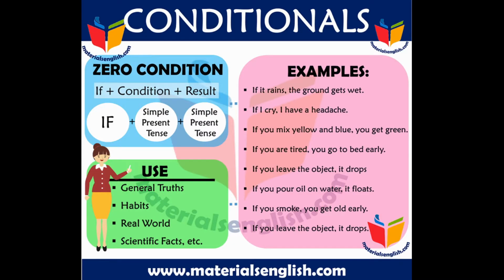So let's start with the easiest conditional form. The zero conditional is always the if clause plus present simple plus present simple. We use it for general truths, habits, real-world application, and scientific facts. So, if it rains, the ground gets wet. That is always true no matter what. I invite you to think of something else that is always true you can put into a zero conditional form.